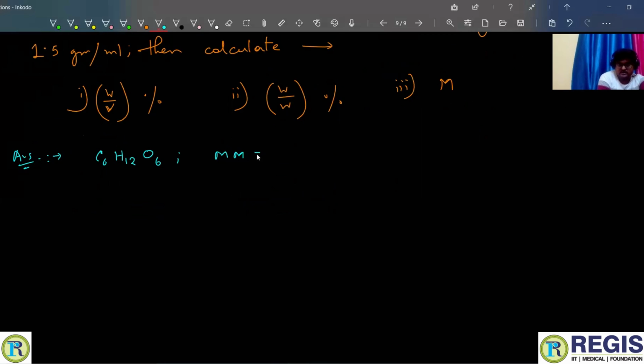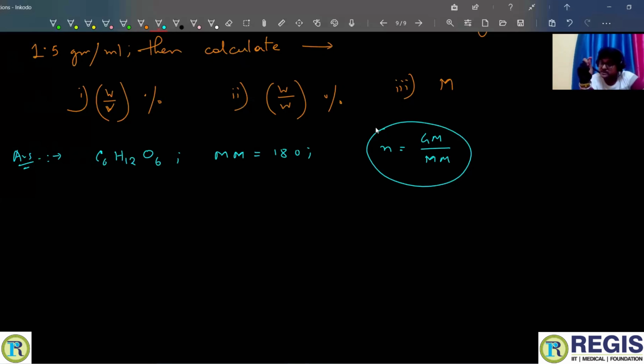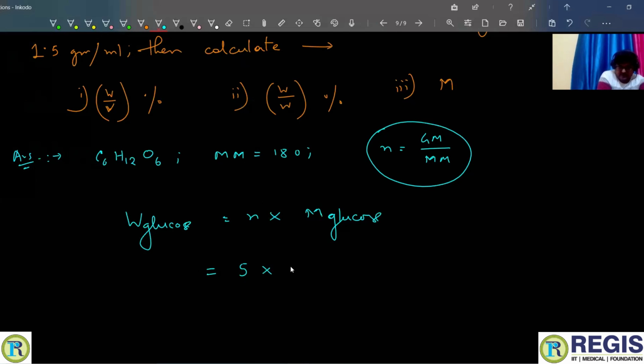Molar mass, which is 180. Now we all know the number of moles is given mass by molar mass. This formula you all know. If moles is given and molar mass is given, you have to find the given mass or weight of glucose. Weight of glucose is number of moles into molar mass of glucose. The number of moles which is given is 5, and this value is 180. After calculation, it becomes 900.